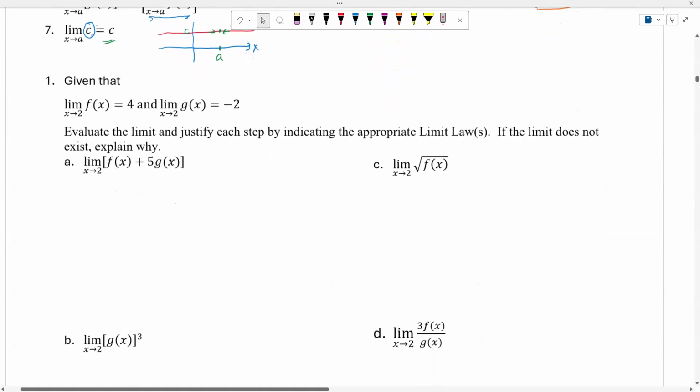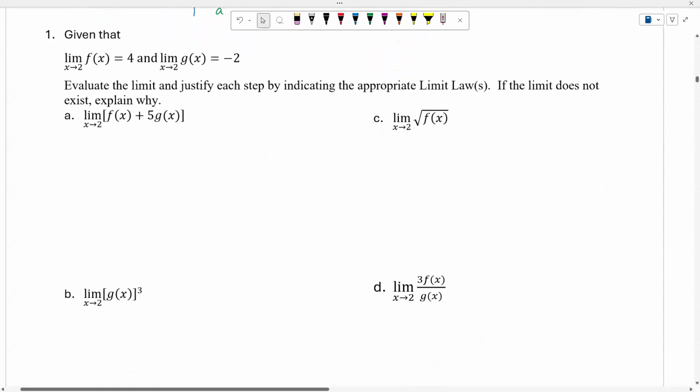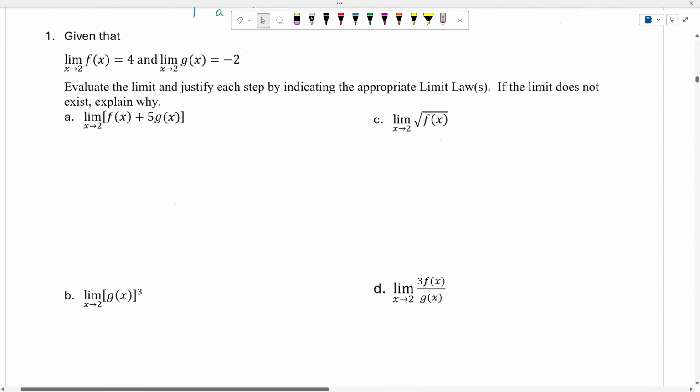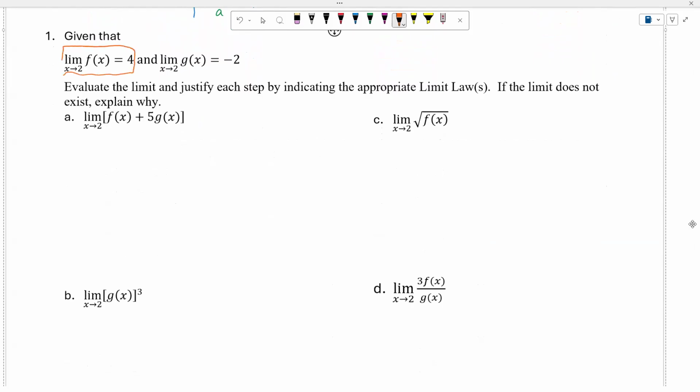Now let's see how we use the limit laws to help us work on example number 1. Right now I have two limits. One is the limit of f of x as x approaches 2 is equal to 4. And the second is the limit of g of x as x approaches 2 is equal to -2. So how do we actually work out the problem?